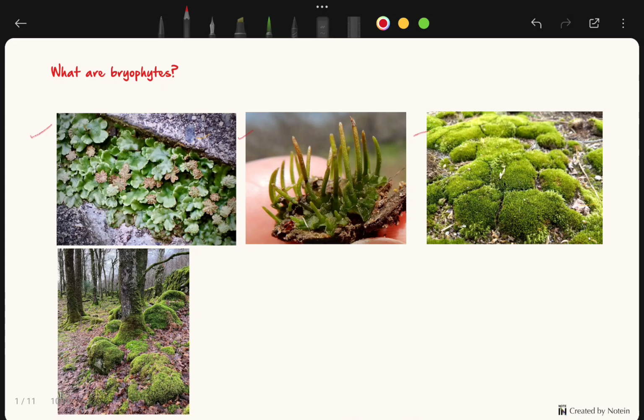Alright, so what exactly are bryophytes? Bryophytes are tiny, green, non-vascular plants, which means that complex tissues like xylem and phloem are absent. Xylem and phloem in higher plants are known to transport water and mineral nutrients across the plants, right? These complex tissues are completely absent in bryophytes.